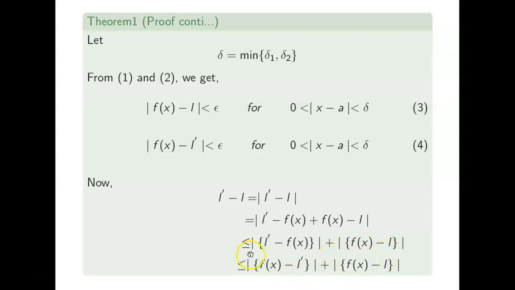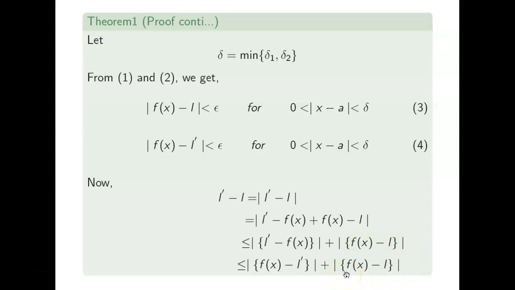Here in the first term, L dash minus f(x) can also be written as f(x) minus L dash. This is again the property of absolute functions, because mod of a is always equal to mod of minus a. So this term is the same as this term, and we write mod f(x) minus L as it is.